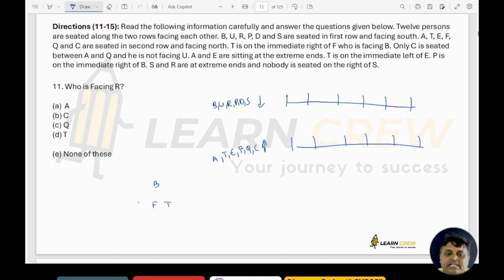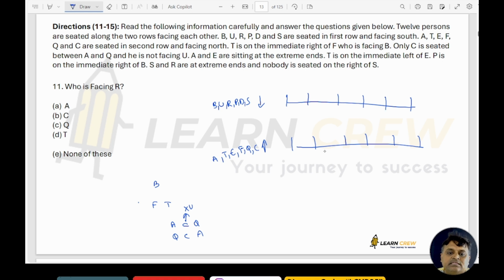Only C is seated between A and Q. Only C is seated between A and Q means it can be like this. It is like this. And he is not facing you. So C is not facing you. It is clear. Now next.